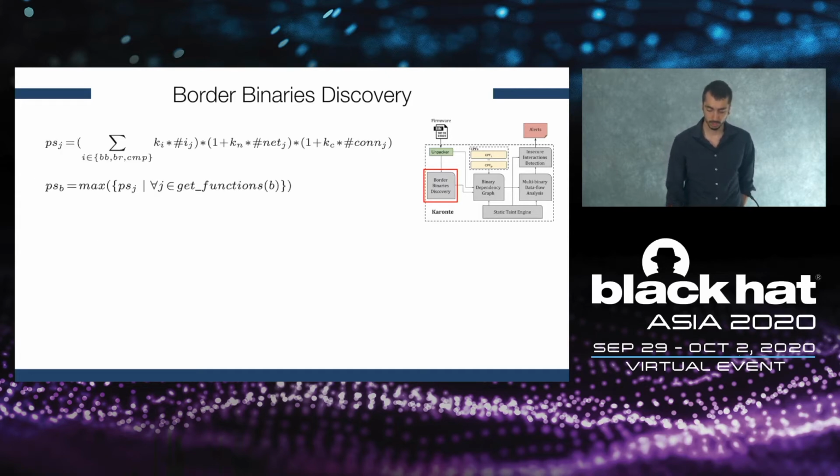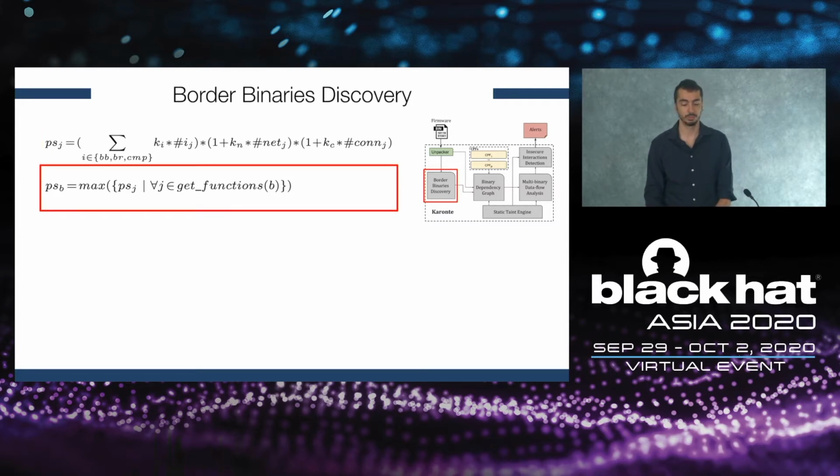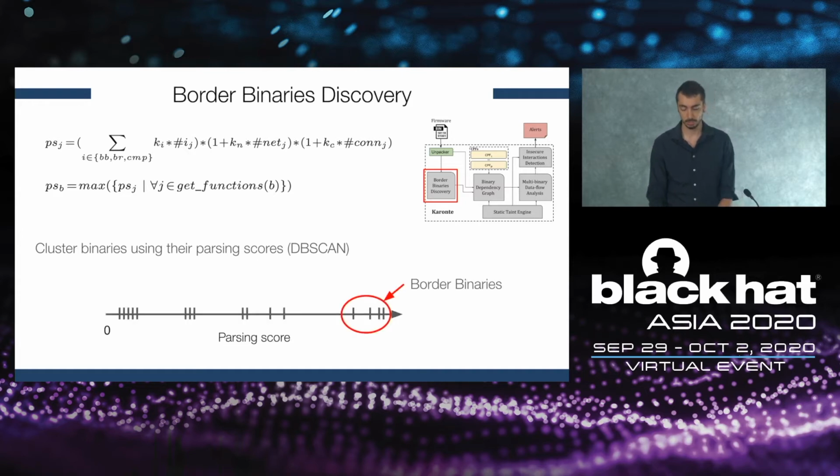Once we collect all these features for each function, we compute what we call the parsing score. The parsing score is basically a weighted sum of these 5 features. Once we get this parsing score for each function, we compute the parsing score of a binary as the maximum parsing score of its functions. Then we cluster these binaries using their parsing scores, using the DBSCAN algorithm, and we consider as border binaries the cluster of binaries containing the highest parsing scores.